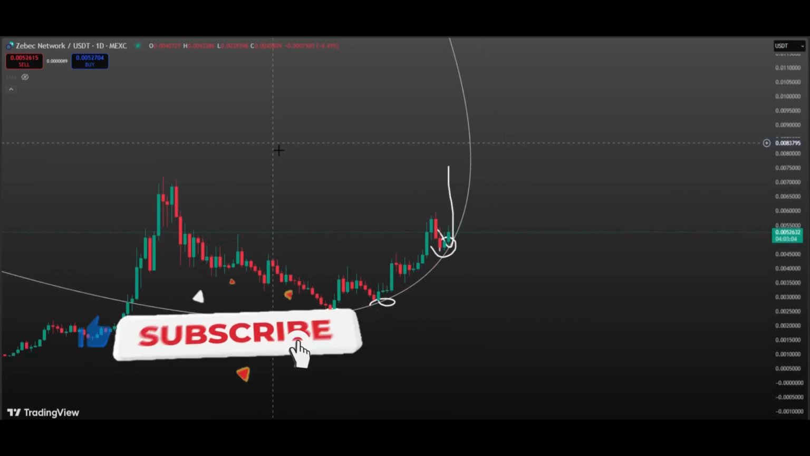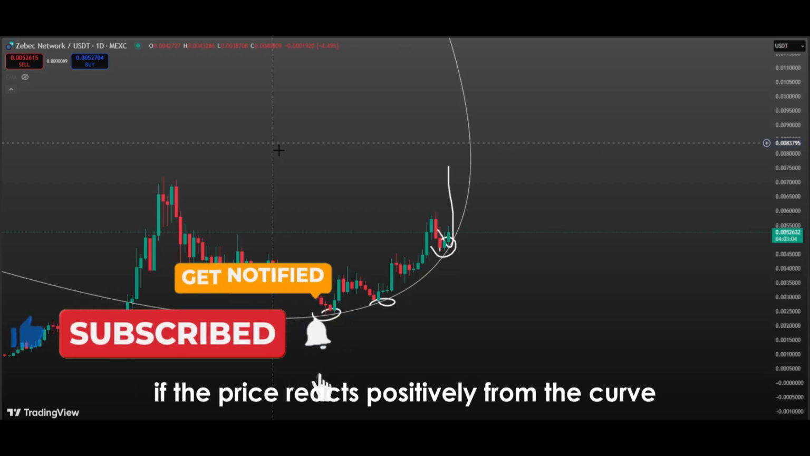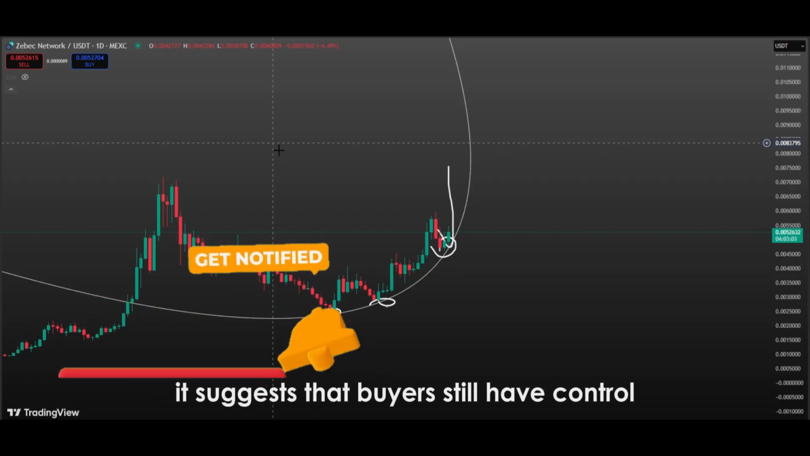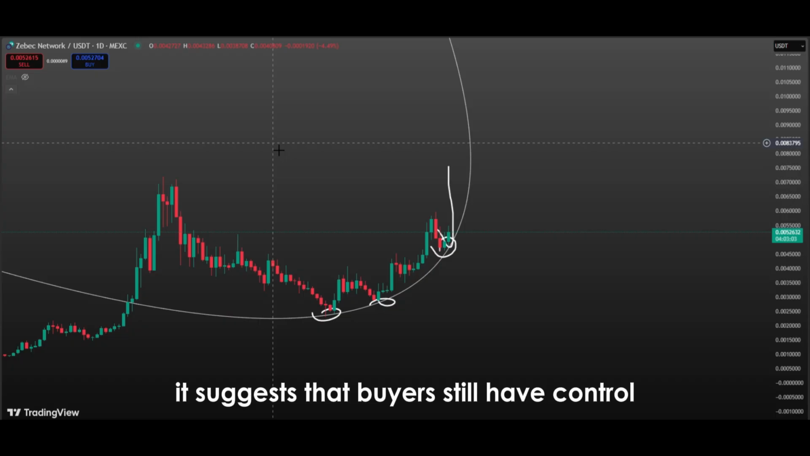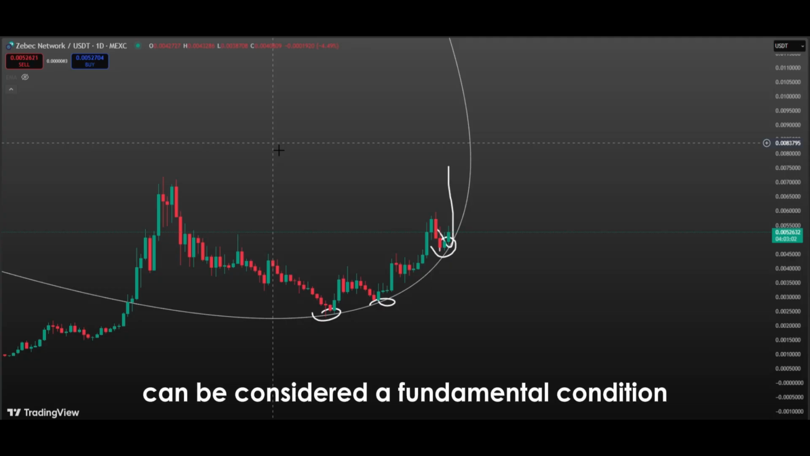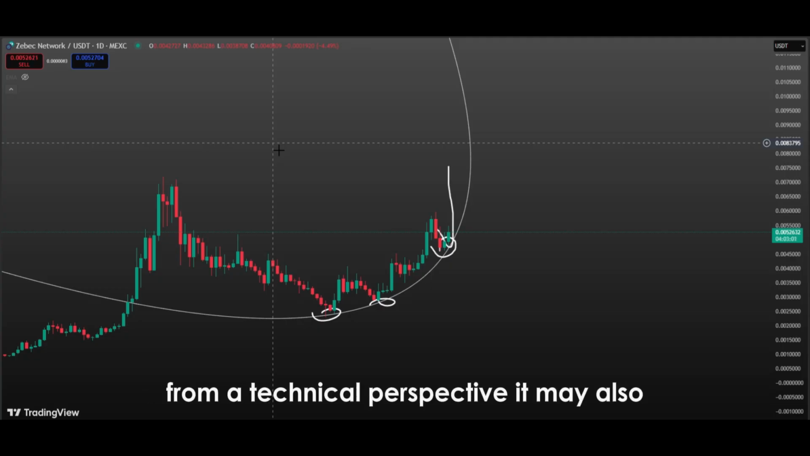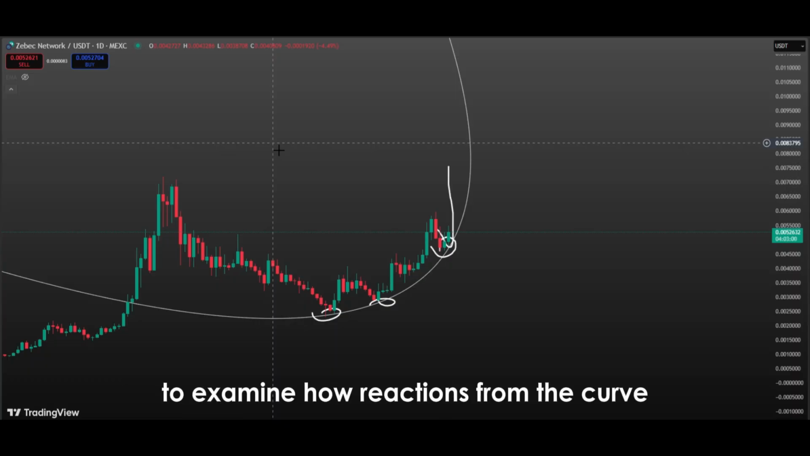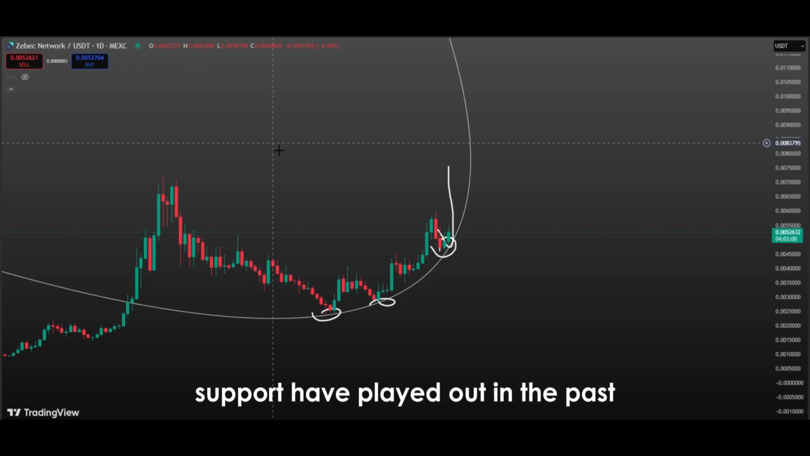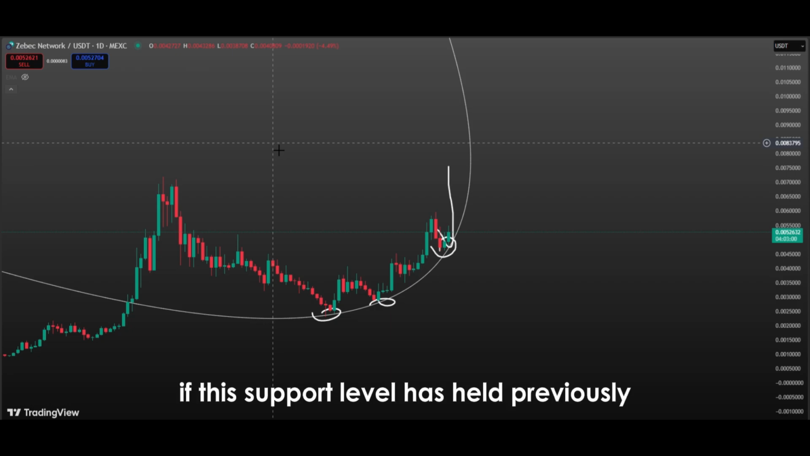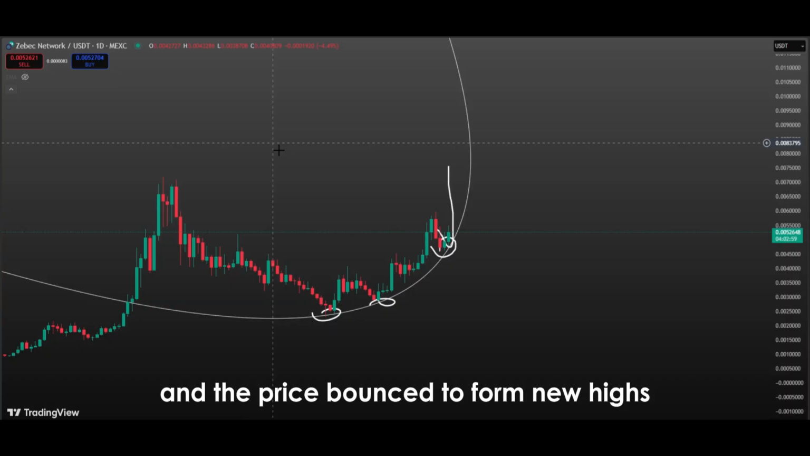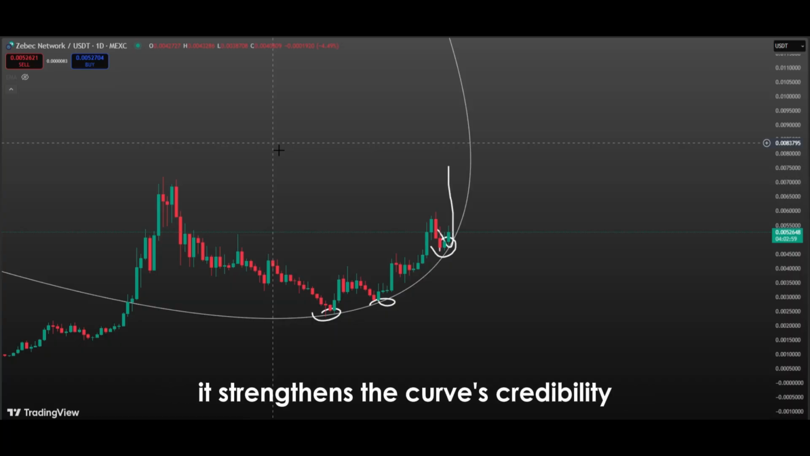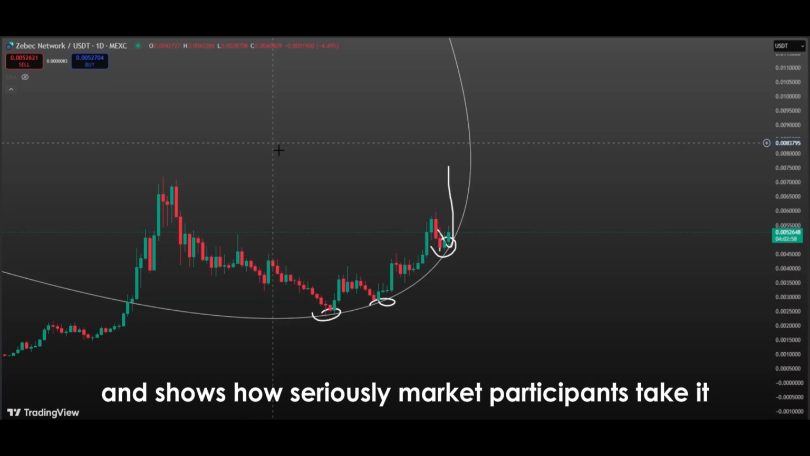In the current situation, if the price reacts positively from the curve without breaking below it, it suggests that buyers still have control and that the upside potential has not yet been exhausted. Therefore, a bounce from this level can be considered a fundamental condition for the continuation of the uptrend from a technical perspective. It may also be helpful to examine how reactions from the curve support have played out in the past. If this support level has held previously and the price bounced to form new highs, it strengthens the curve's credibility and shows how seriously market participants take it.